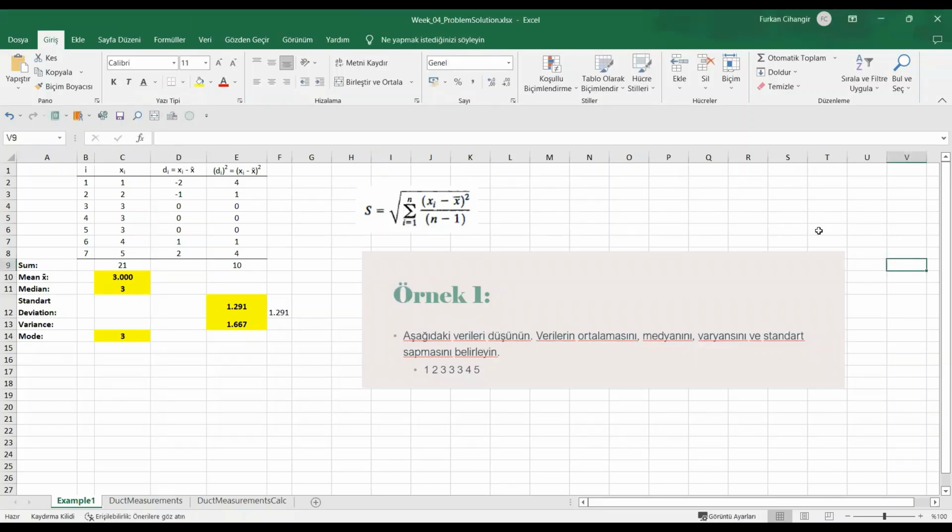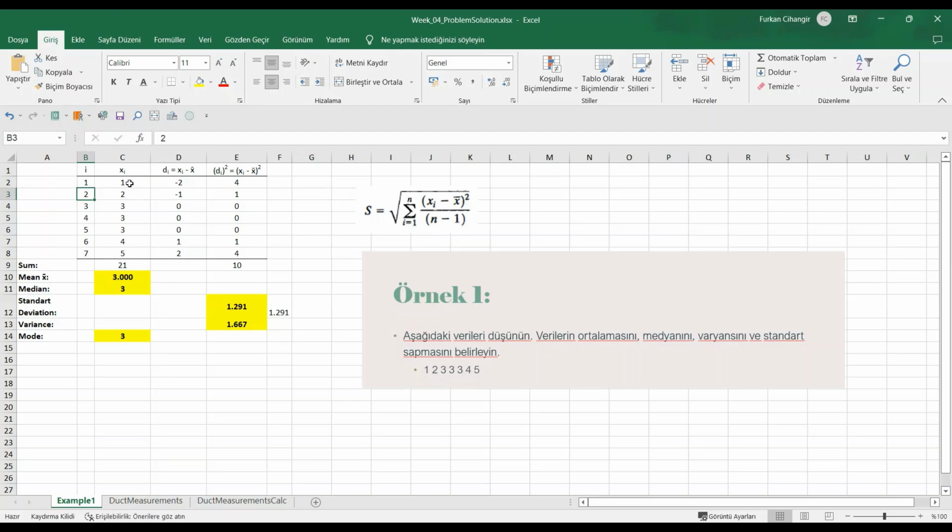All right, let's talk about Excel a little bit. So we can use Excel for calculating some statistical measurements. So remember our example one, which was this. At first, I'm just going to give the numbers here. We have 7 measurements, okay? And I'm just going to write our measurements.